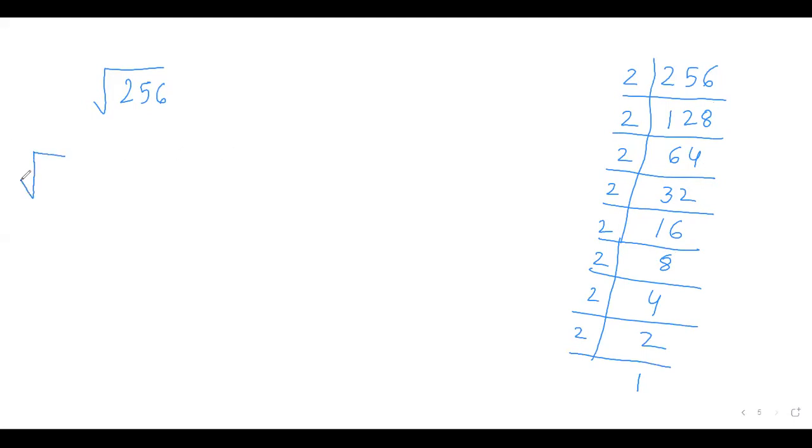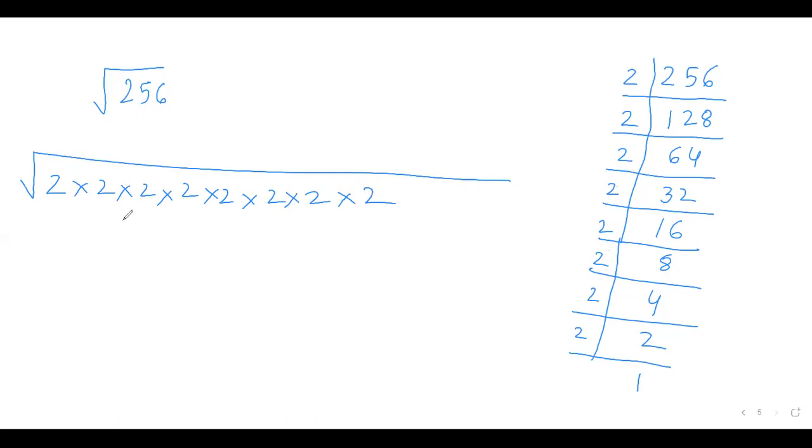You write every factor inside the square root. You can count there are eight 2s. Now make pairs. Out of each pair, one 2 will come out, so 4 twos will be needed. If you multiply them, 2 twos are 4, 4 twos are 8, 8 twos are 16. So the correct answer of the square root of 256 is 16.